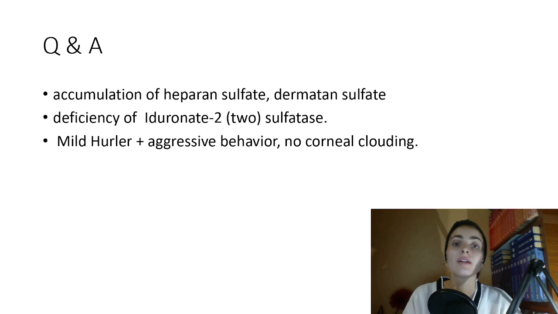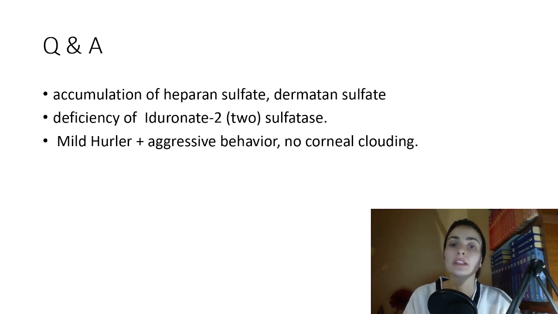In case of Hunter syndrome, there is accumulation of the same substances as in Hurler syndrome, heparan sulfate and dermatan sulfate. But the enzyme that is deficient is different here. This is because of iduronate 2-sulfatase deficiency. People with Hunter syndrome have the same symptoms as Hurler, but milder. These people can also experience aggressive behavior. They do not experience corneal clouding.